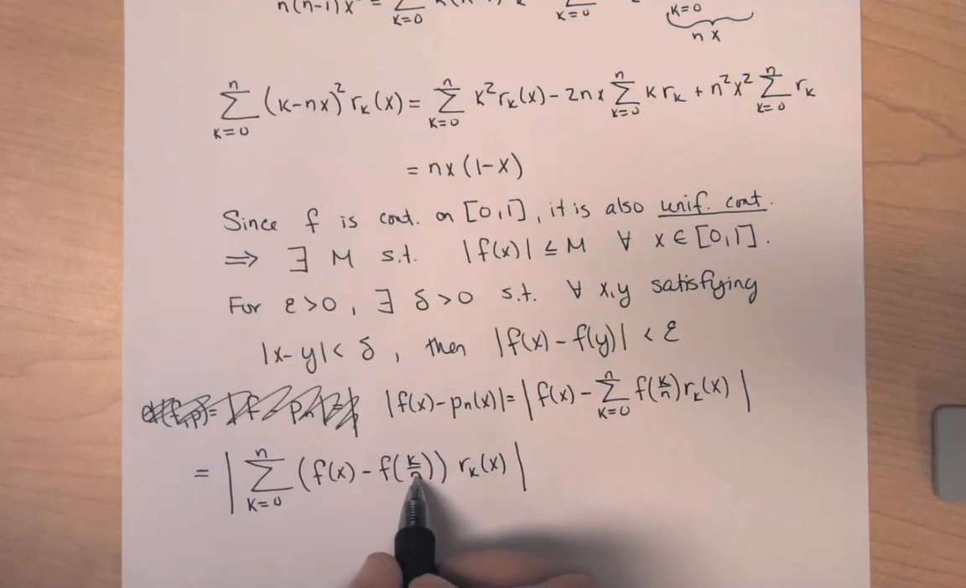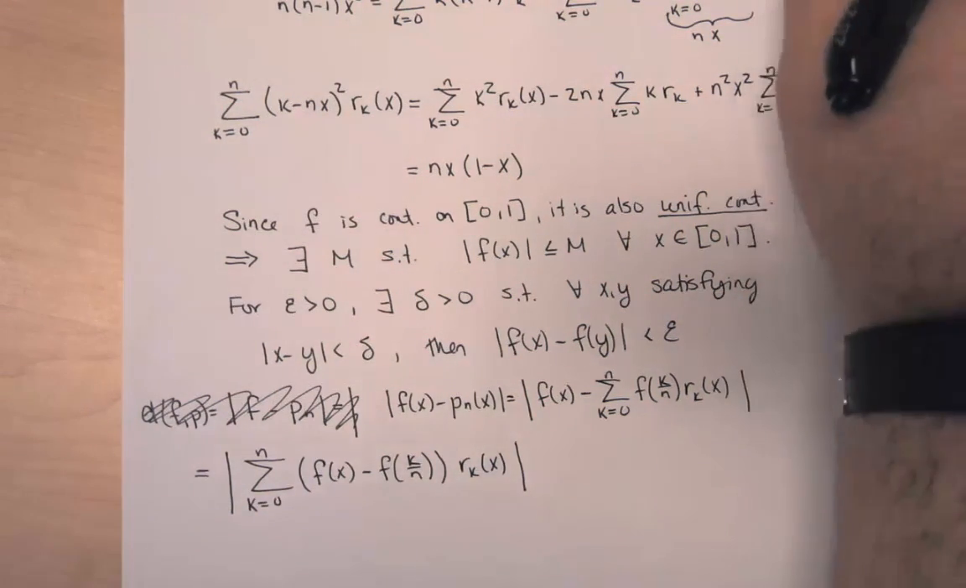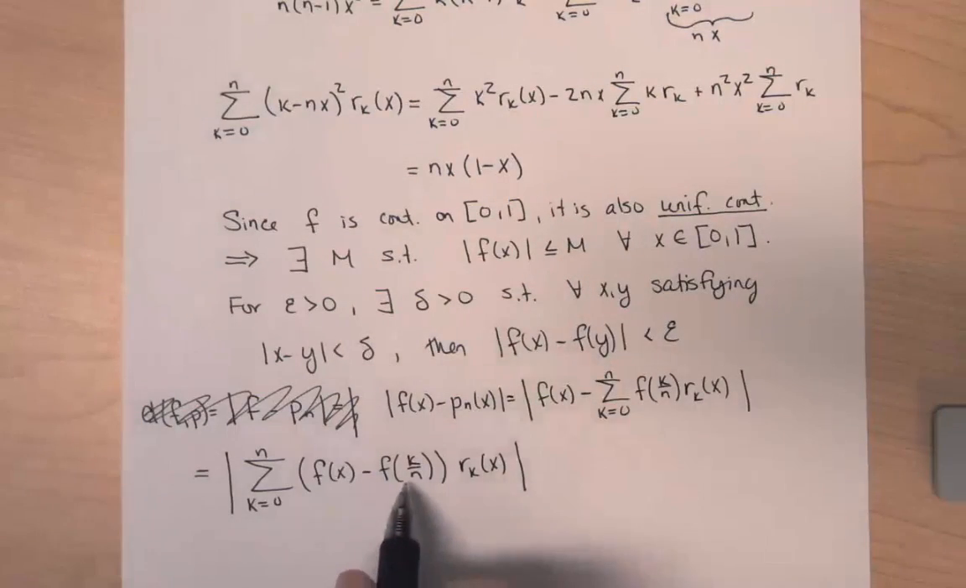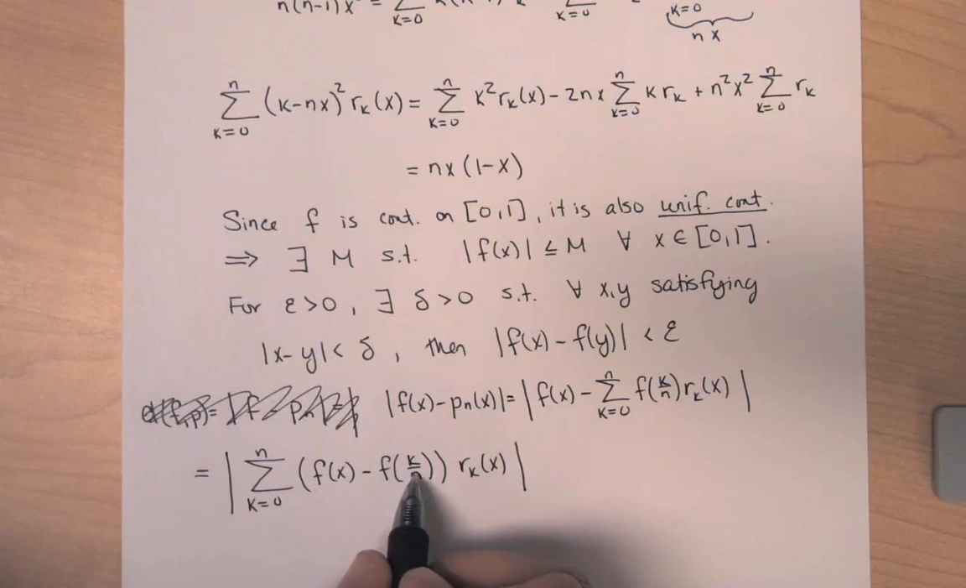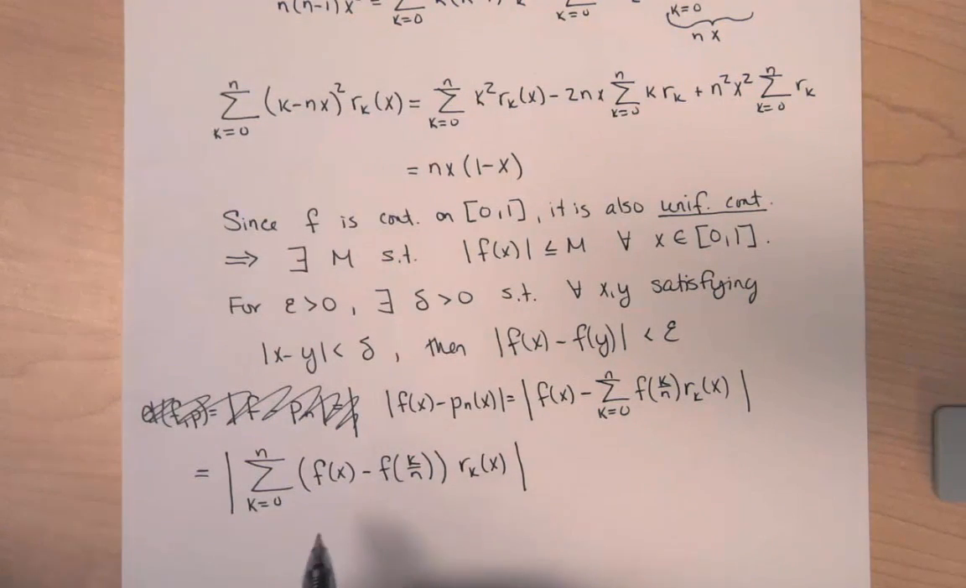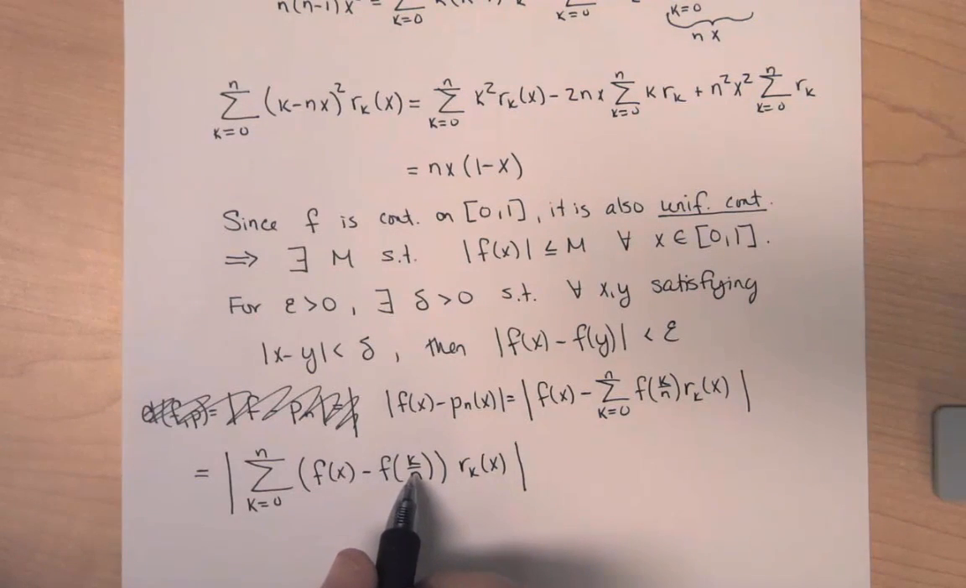Remember, for a given n, as k goes from 0 to n, I have essentially just an even partitioning of the interval 0 to 1. And well, if x is close enough to this partition bound, then I can make that difference small by the uniform continuity condition. Now, of course, when x is not near k over n, in other words, that integer, we have to make sure that that is small as well.